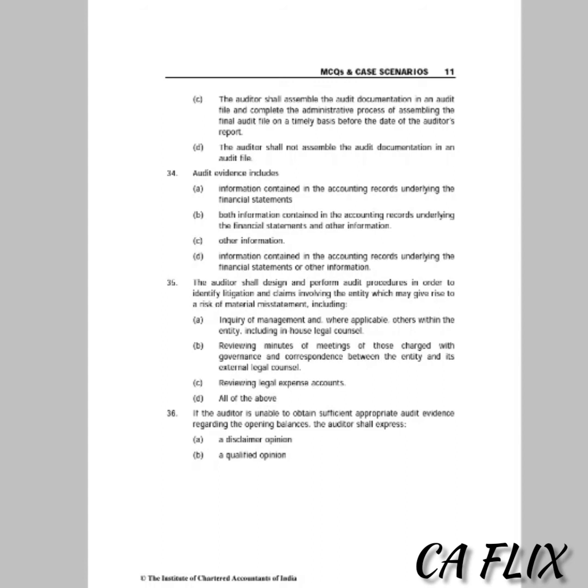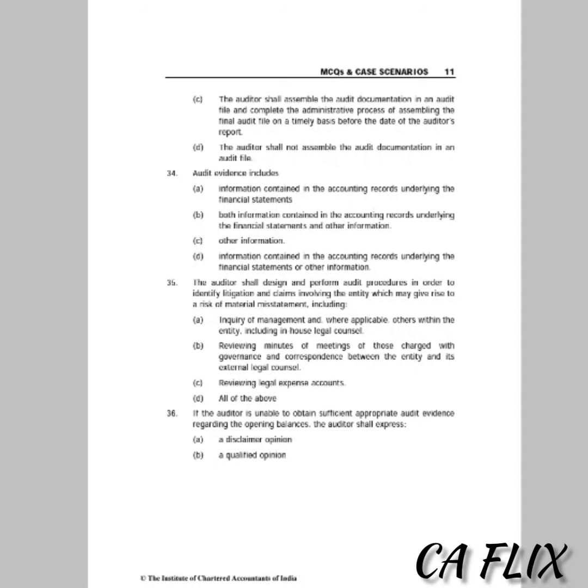Question 35. The auditor shall design and perform audit procedure in order to identify litigation and claims involving the entity which may give rise to a risk of material misstatement, including option A. Inquiry of management and, where applicable, others within the entity, including in-house legal counsel. Option B. Reviewing minutes of meeting of those charged with governance and correspondence between the entity and its external legal counsel. Option C. Reviewing legal expense accounts. Option D. All of the above. Answer is option D. All of the above.